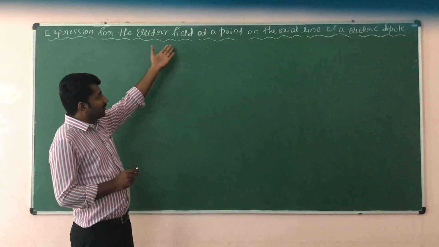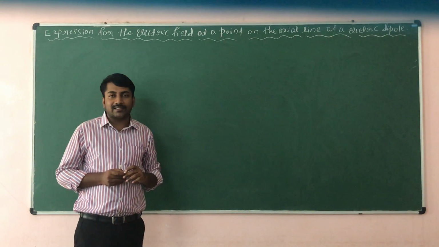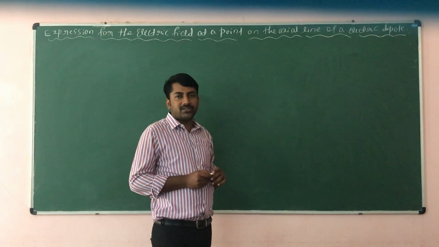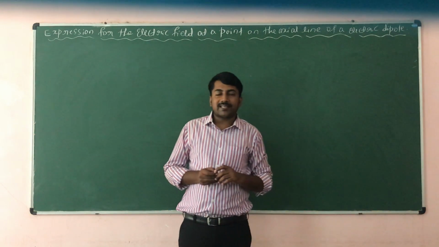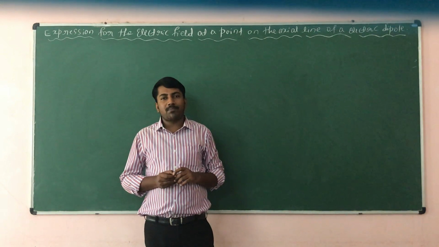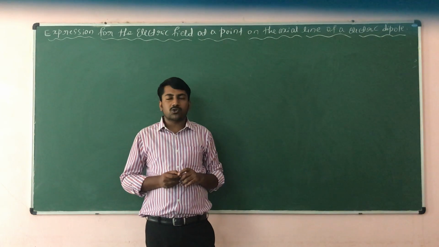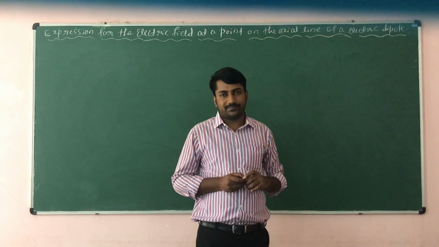Here, the electric field at a point on the axial line of an electric dipole. Axial line means a line that passes through the axis of the electric dipole.